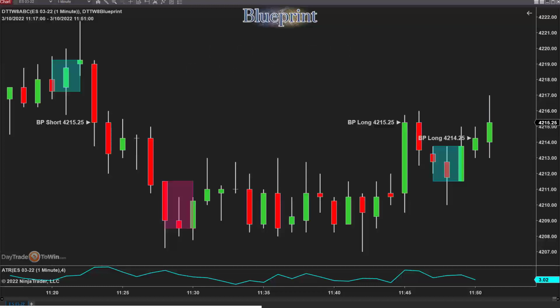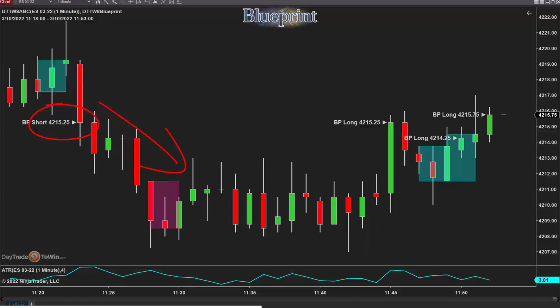On the left-hand side, you're going to see a short signal, 42.15 quarter. This is the E-mini S&P. I happen to be using a one-minute chart, but if you're using a five-minute, 10-minute, 30-minute, 60-minute, the rules are exactly the same. So that short trade, great trade to the short side.